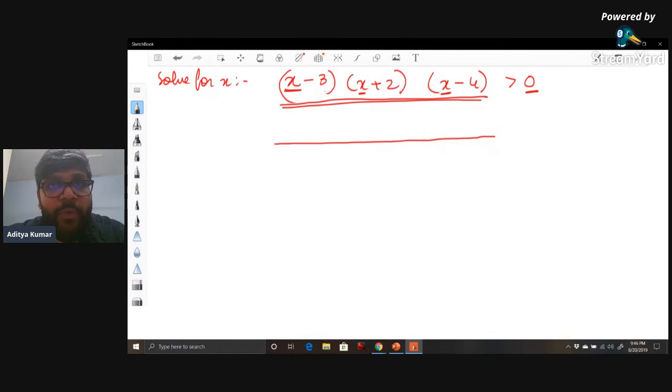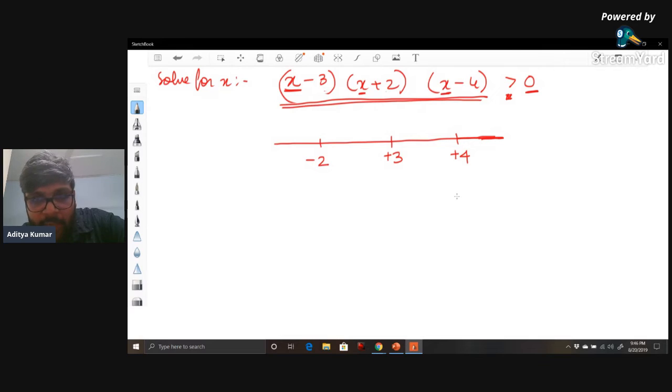Roots is what you would do if you have equal to 0. So if I'd given you this to be equal to 0, what would be the values of x that you're going to get? The three values of x you're going to get are minus 2, I'm going to place that, plus 3, I'm going to place that, and plus 4.